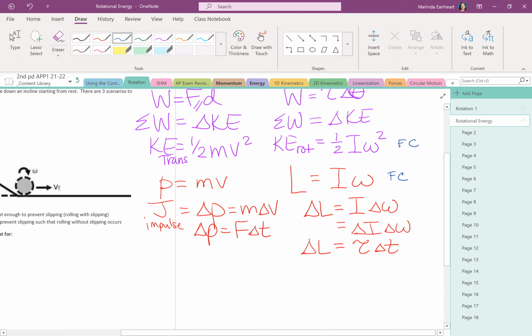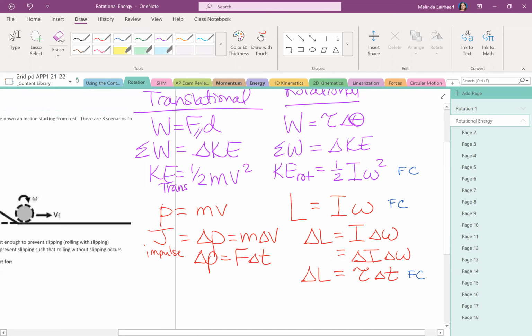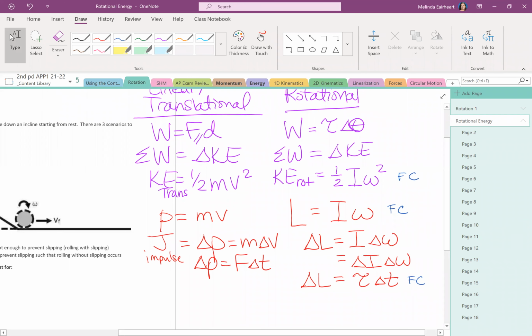What else? The torque times time is... I guess you're expected to know that impulse would be I times delta omega, or if I is changing, you've got to consider that. The work one is not, okay? But hopefully looking at the comparison, left side, right side, helps.